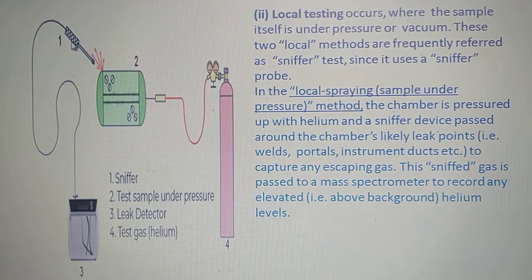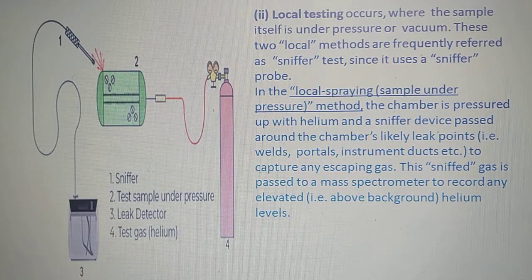Number 1 is a sniffer, and this is a leak detector, which helps to detect whether there is a leak or not, right? This sniffer was not there in the earlier test. Local testing occurs when the sample itself is under pressure or a vacuum. These two local methods are frequently referred to as a sniffer test, since they use a sniffer probe. Why is it called a sniffer? Because it uses those probes.